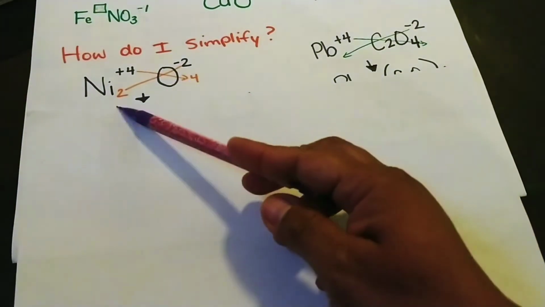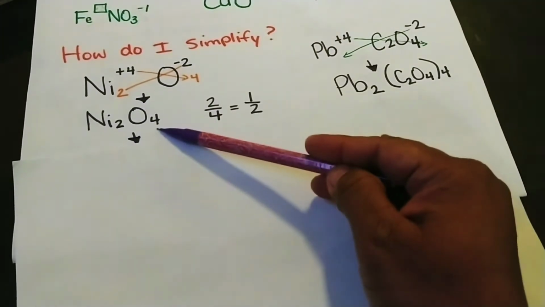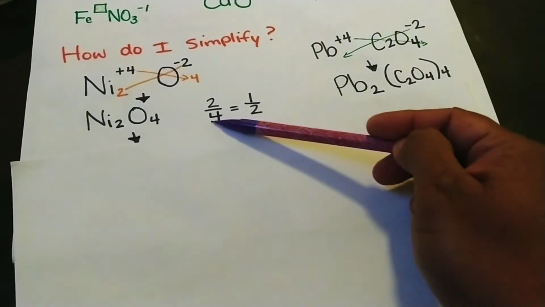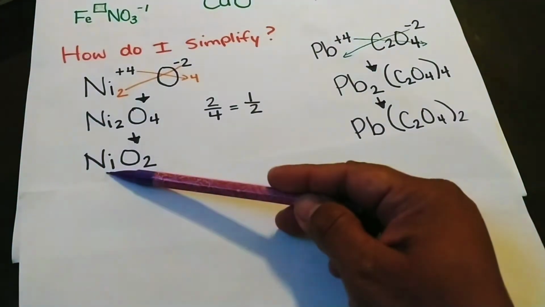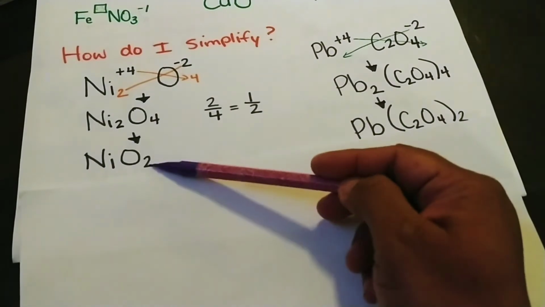Okay, so here we go. You would cross the 2, cross the 4. So now you have 2 and 4. This is like a fraction, like 2/4. How would you simplify 2/4? That would be 1/2. So when you write this down, it's going to be Ni1, which we don't write 1, O2.